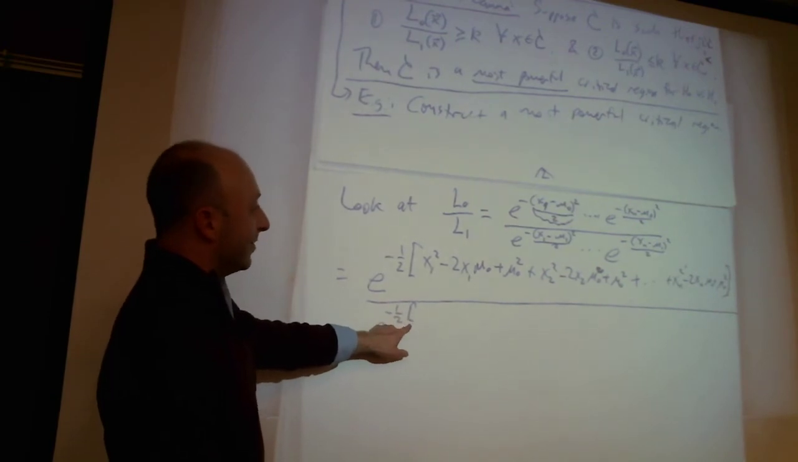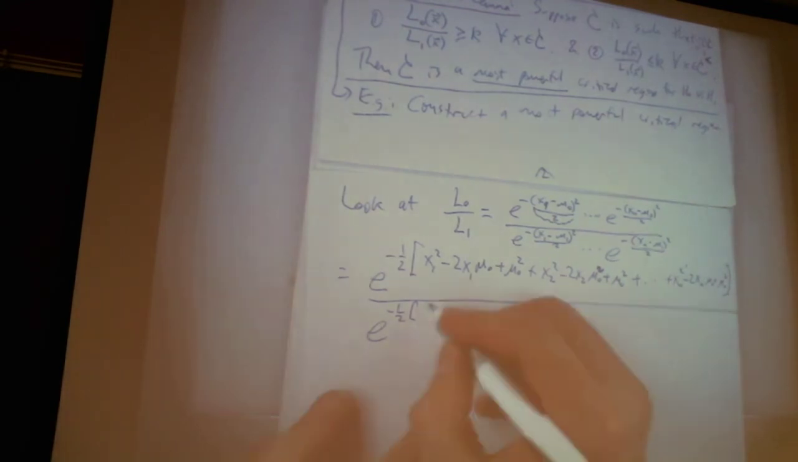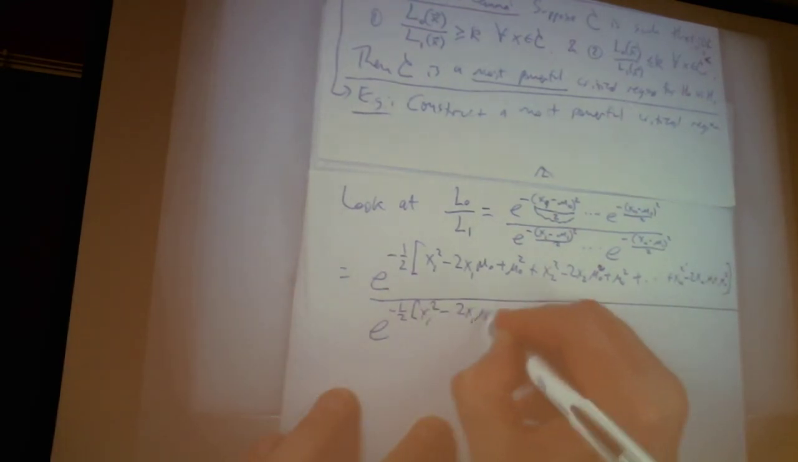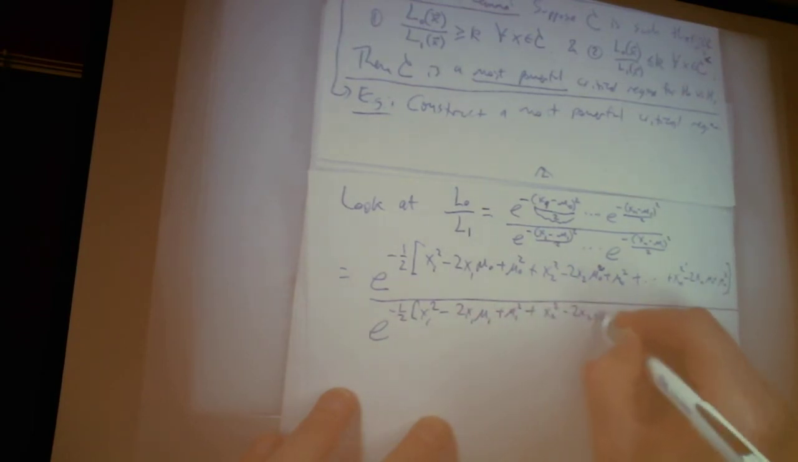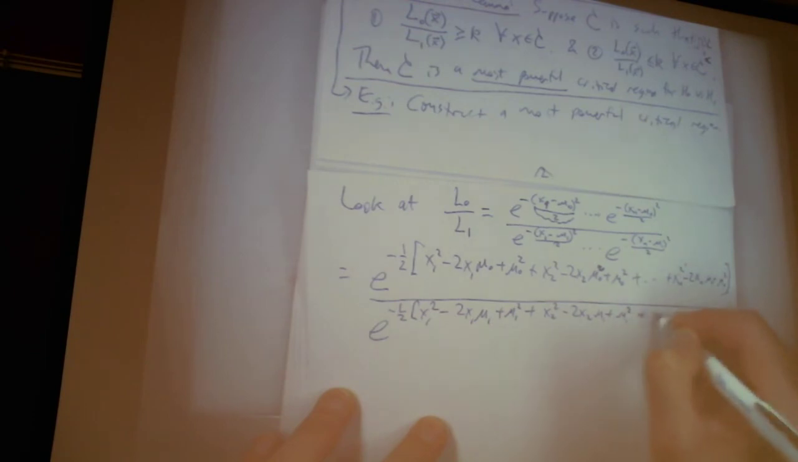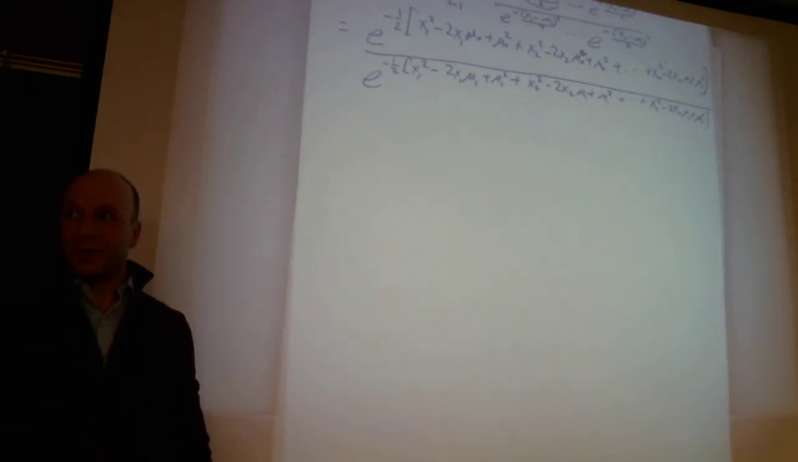What goes on the bottom? Exactly the same thing, except instead of mu0s, I have mu1s. x1 squared minus 2x1 mu1 plus mu1 squared. x2 squared minus 2x2 mu1 plus mu1 squared. All the way out to xn squared minus 2xn mu1 plus mu1 squared. Does everybody agree with that?